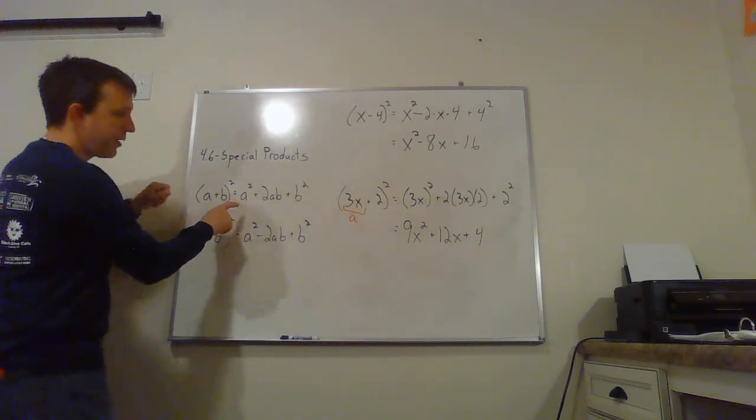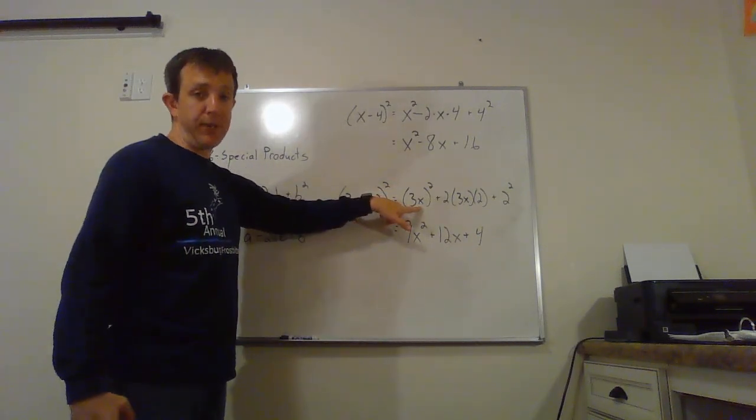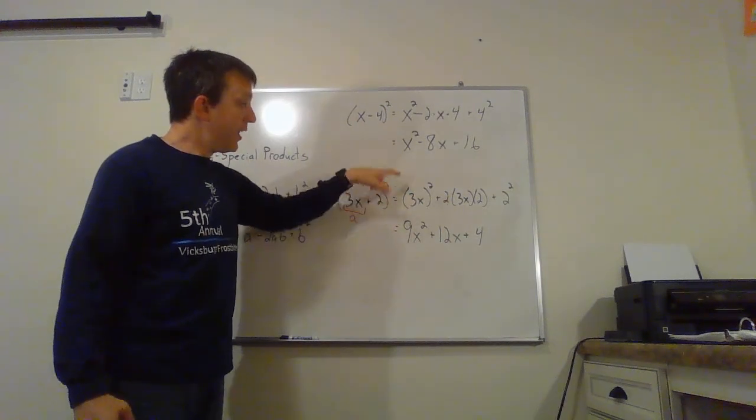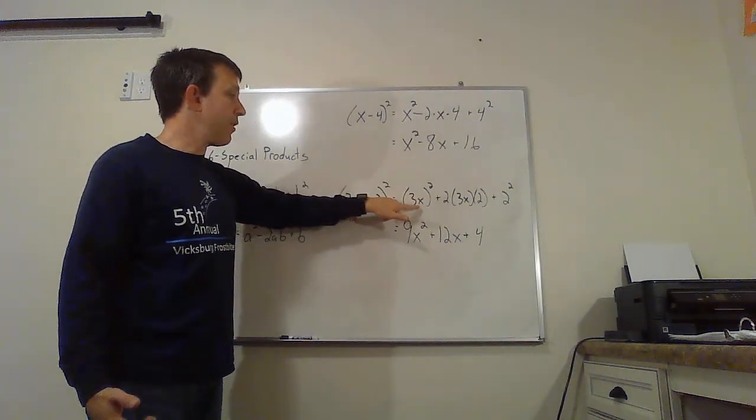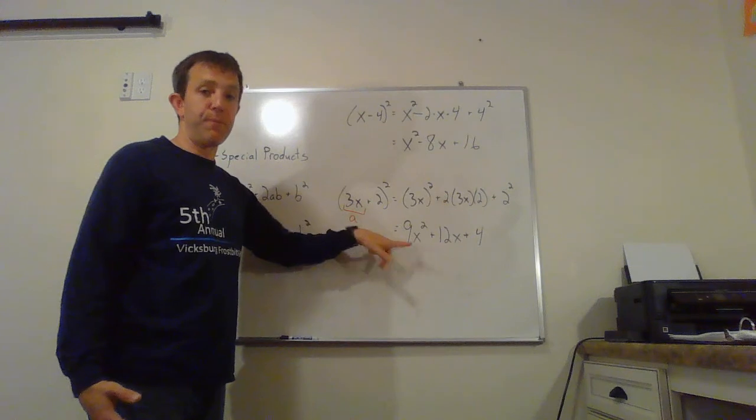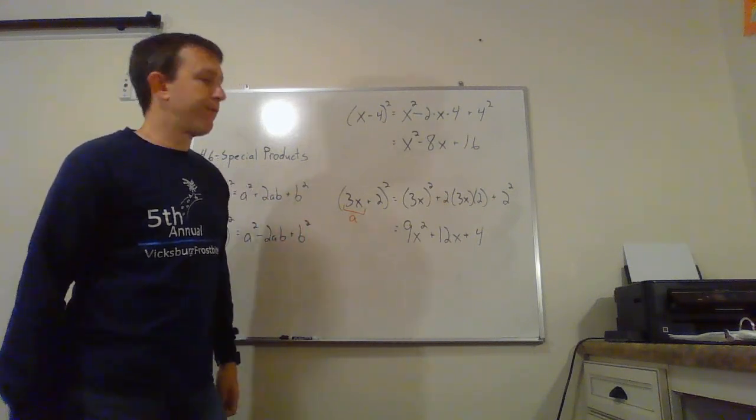We have a squared here. We need to square the entire 3x. That includes the 3. It's real easy to forget to square the 3 and just call this 3x squared instead of what it ends up being, which is 9x squared. So just be careful with that.